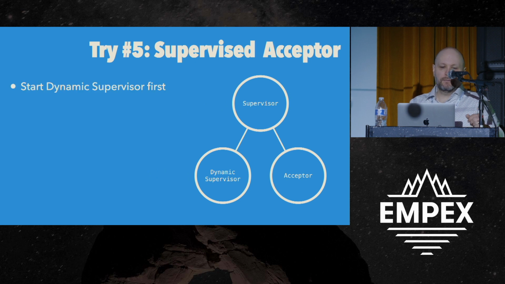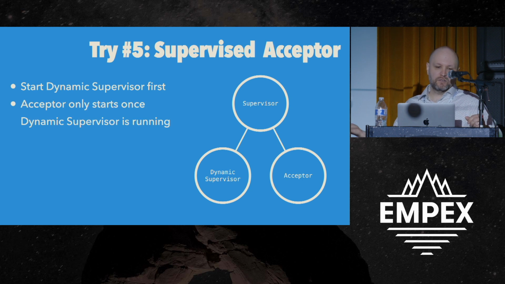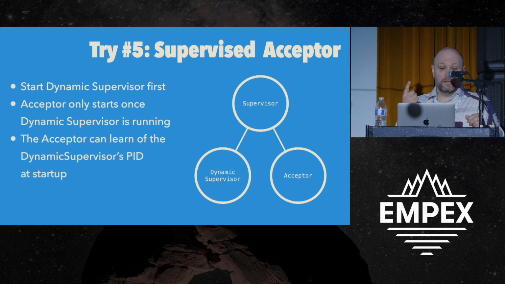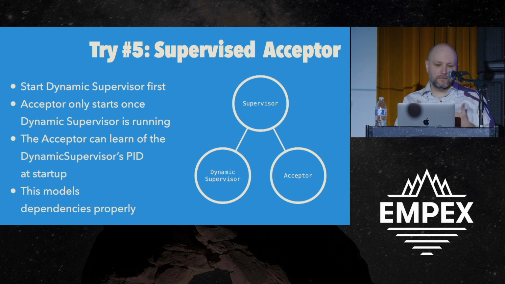So we start the dynamic supervisor first in our specification within the supervisor. And we only start the acceptor process once the dynamic supervisor is up and running. So this does two things. Number one is it means that the acceptor can then go and learn about the dynamic supervisor's process ID just by going and interrogating its parent supervisor to find out where it is. But more importantly, it also models dependencies, right? It means that we're not in a situation where we might have an acceptor process running, but not the dynamic supervisor that it needs to be able to host new processes. So we're not going to be in the situation where we get client connections in, we accept them, and then we're like, oh, shoot, I don't have anywhere to go and run this, right? The dependencies between these are modeled.